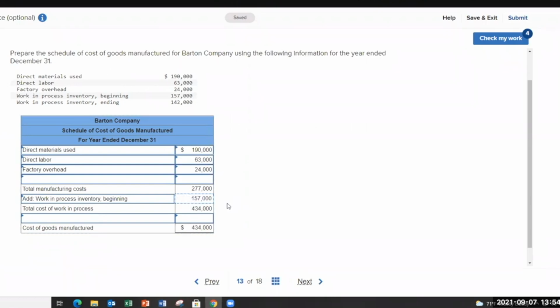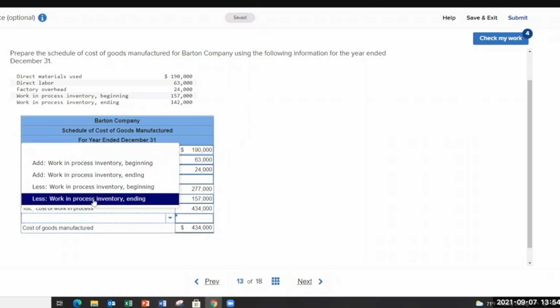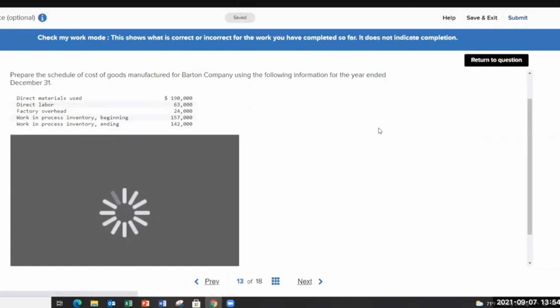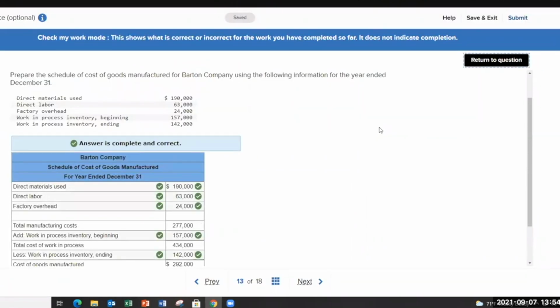Okay. That gives us that number, total cost of work in process. Then we subtract the ending, right? Less work in process ending, which they give you, 142. Check your work.